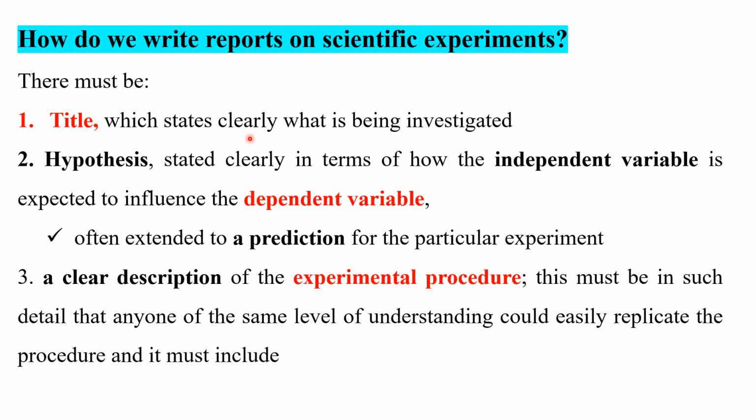We are going to study about these titles. It states clearly what is being investigated. The second one is the hypothesis, which is stated clearly in terms of how the independent variable is expected to influence the dependent variable. A hypothesis is a guess or prediction for a particular experiment, a scientific prediction to tell how the independent variable is expected to influence the dependent variable.